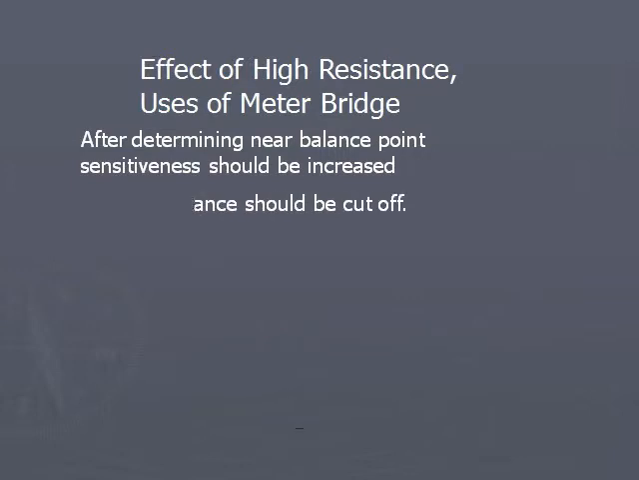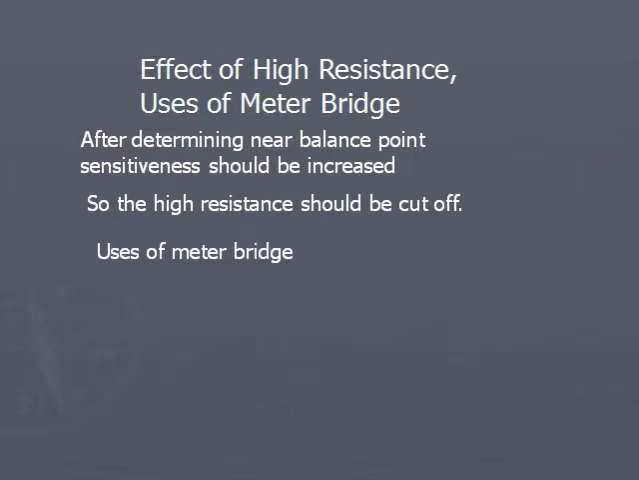After attaining a near balance point, a rough balance point, we cut off this high resistance so as to obtain the exact balancing point. So high resistance should be used when the current in the galvanometer is large and should be cut off when the current through the galvanometer is small.